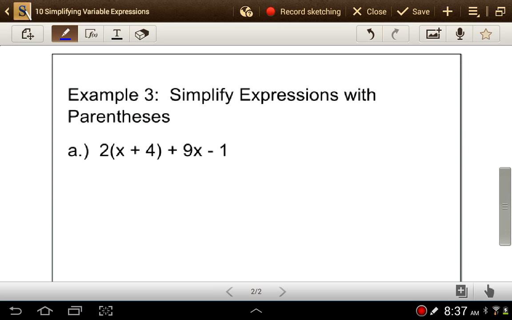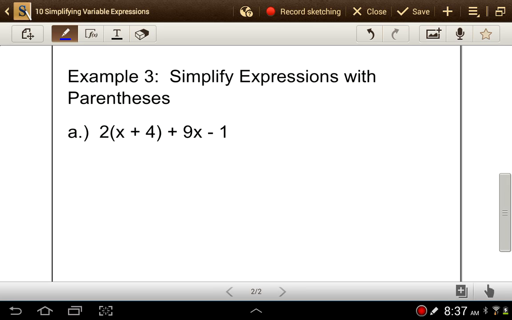In example 3, we're going to simplify expressions with parentheses. So this, remember guys, is the distributive property. If we have the distributive property in there, we need to do that first. So the first thing I'm going to do is distribute the 2 to the x. That's 2x. Plus, I multiply the 2 times the 4, which is 8. Now I can add the rest.